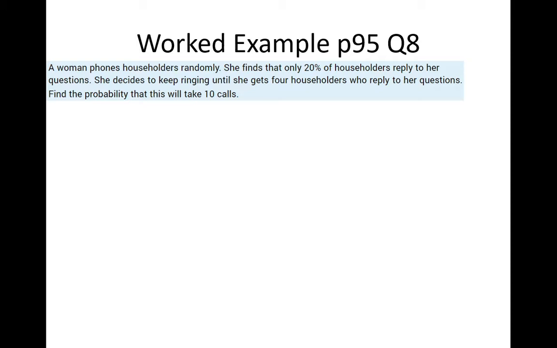Now, first of all, this is a Bernoulli trial. There's only two outcomes. They answer or they don't answer. Okay, they're the only two outcomes we have. Now, what's the probability of an answer? The probability of answering, it says here, 20%, and 20%, 0.2. So therefore, the probability of not answering is 0.8, because they both have to add up to 1. What's going to be my success criteria? Well, she keeps ringing until she gets 4 householders who reply. So therefore, answering is going to be success. So P is 0.2 and Q is 0.8.